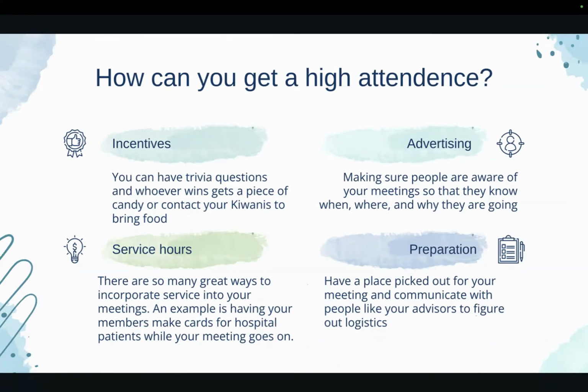Preparation: have a place picked out for your meeting and communicate with people like your advisors to figure out logistics. You want the meeting space to be not too big but not too small. It should be able to host all your club members, so people shouldn't be standing or sitting on the floor. It should be somewhere very comfortable with the right technology, like a projector and a screen to project your PowerPoint.